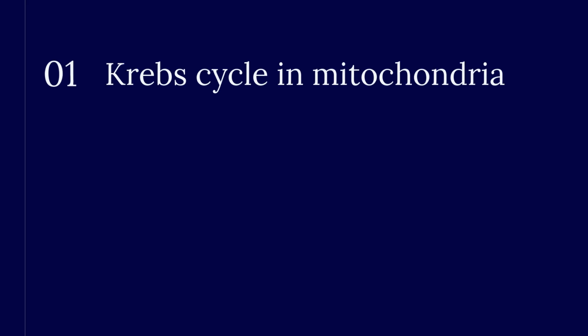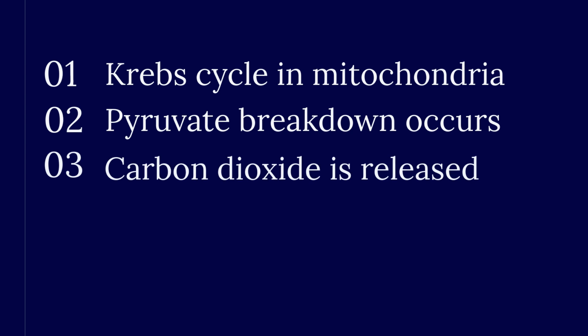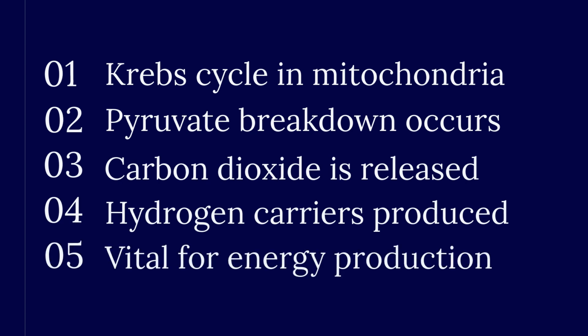The Krebs cycle occurs in the mitochondrial matrix. Pyruvate is further broken down, carbon dioxide is released, and hydrogen carriers are produced. These carriers are essential for the next stage. The cycle is vital for energy production.